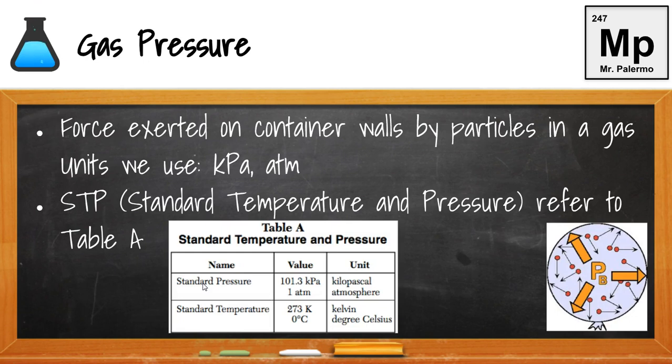Now, as these particles are moving around, they're hitting the sides of the container, whatever it may be. So in this case, it happens to be a balloon. And so when they hit the container, they're applying force to the container, or in this case, the balloon itself. And so that force is called gas pressure. And we measure that in this class with either kilopascals or ATM, which is atmospheres. And so the relationship between these two is on Table A, where we have 1 atmosphere equals 101.3 kilopascals. So if I had 2 atmospheres, it would be 2 times that.